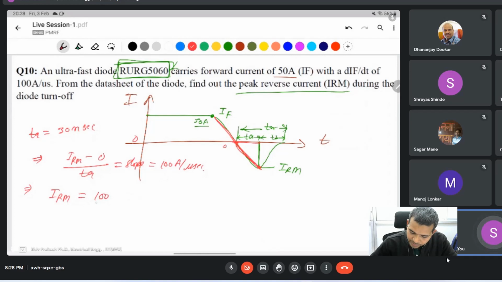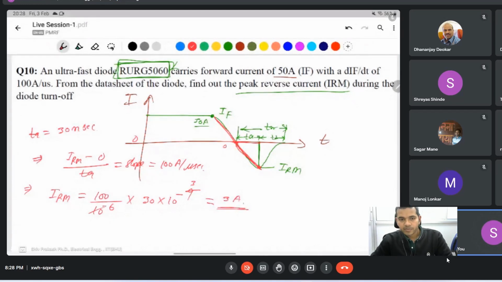100 per microsecond means 10 to the power minus 6, and TA is given 30 nanosecond, 10 to the power minus 9. Got to this one, minus 3 ampere is the reverse recovery current, peak reverse current.